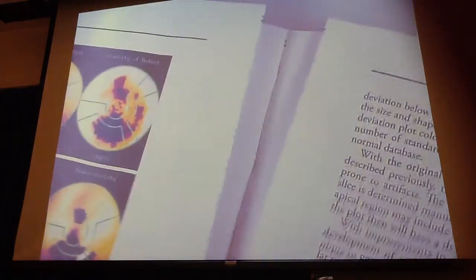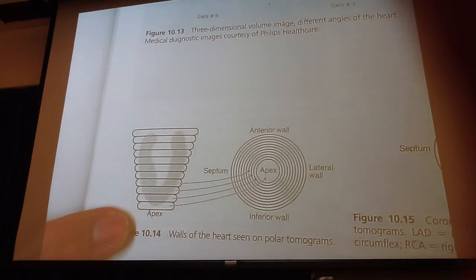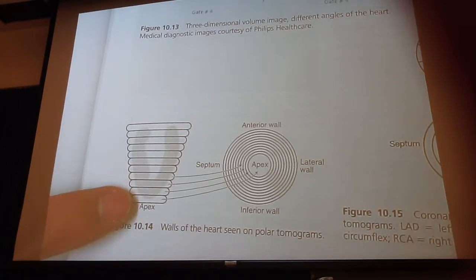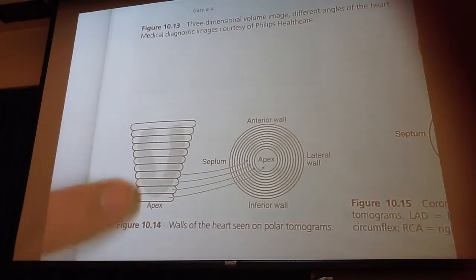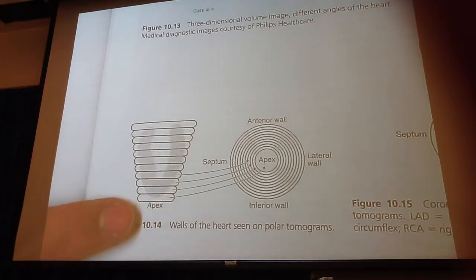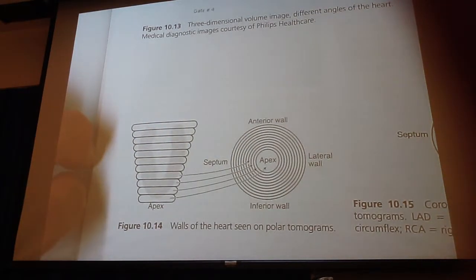The other thing that I wanted you to remember is that normally on these polar images, you're basically taking your short axis view and making 17 images out of it, or anywhere usually between 12 and 13, up to maybe 17 images. And so basically this is how you're slicing it, and this is how it's represented on the polar image.